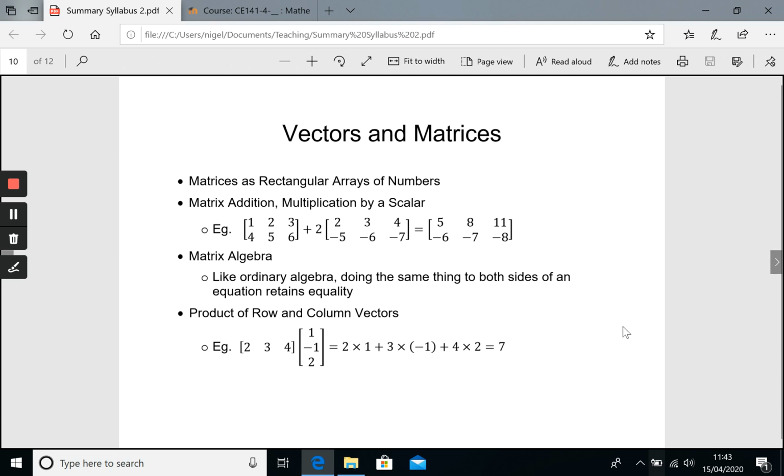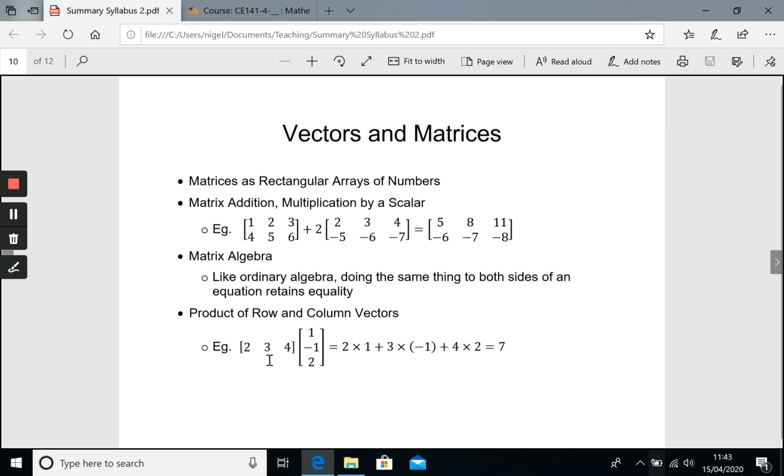Somewhat less trivial is the notion of matrix multiplication. And the starting point for matrix multiplication is to look at the product of a row vector and a column vector. In order for this to make sense, the number of entries in the row vector must equal the number of entries in the column vector. So in this example here, both vectors have 3 entries.